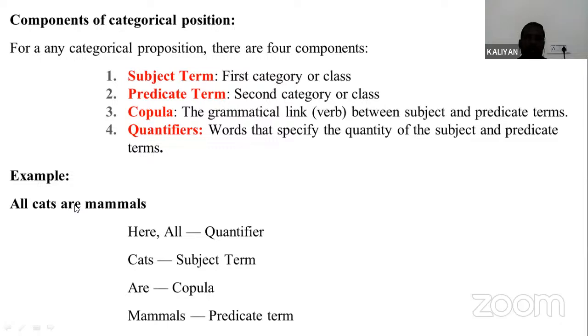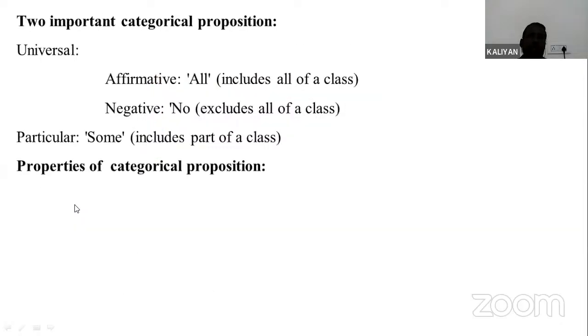And next, in categorical propositions, there are two important things: the universal and the particular. In universal, there are different categories. One is the affirmative and negative. Affirmative is an argument that starts with "all", which includes all of the classes. Negative means an argument that starts with "no", which excludes all of the classes. Particular means some part; it starts with "some" and includes a part of the classes.